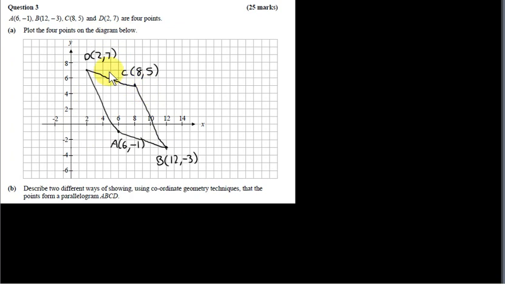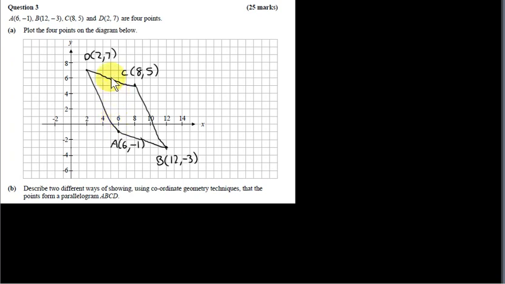So you see we have a quadrilateral, or a four-sided figure, formed. Describe two different ways of showing, using coordinate geometry techniques, that the points form a parallelogram ABCD. Well, we definitely have a four-sided figure. I've only drawn this roughly here. But is this quadrilateral a parallelogram? So, what are the conditions for a quadrilateral to be a parallelogram?